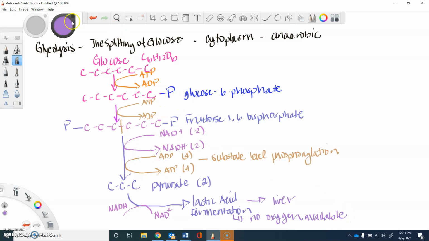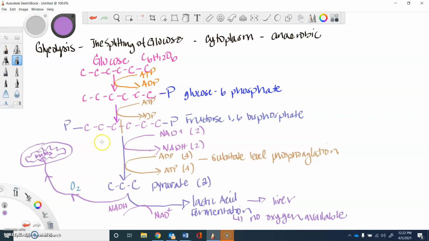The second thing that can happen to pyruvate is if there is oxygen. So if we have oxygen, then pyruvate will go into the mitochondria. It will enter the mitochondrial matrix and will proceed to be converted into a molecule that can go into the Krebs cycle.